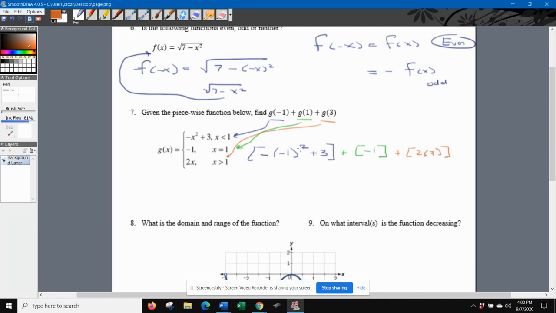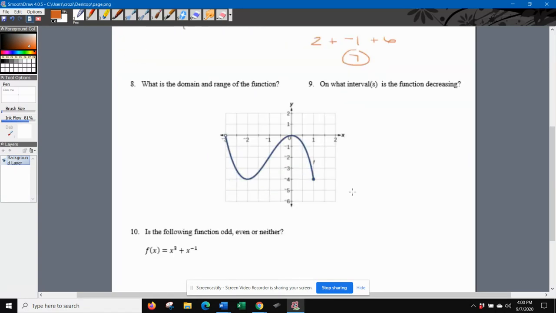All right, a negative 1 squared is 1, made negative is negative 1, plus 3 is 2, plus negative 1 plus 6 is 7. Number 8, what is the domain?